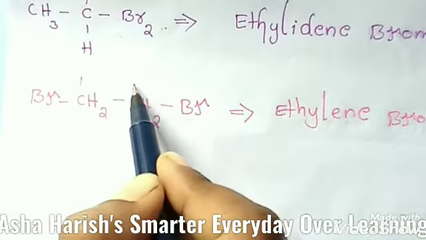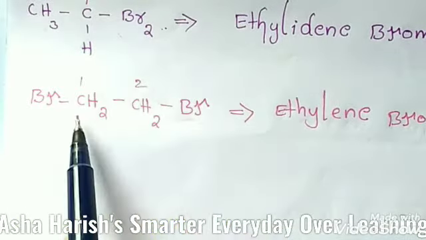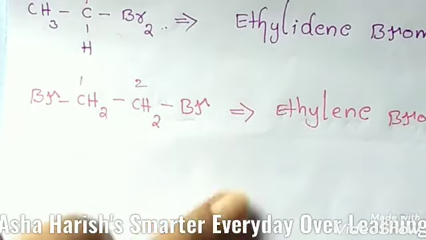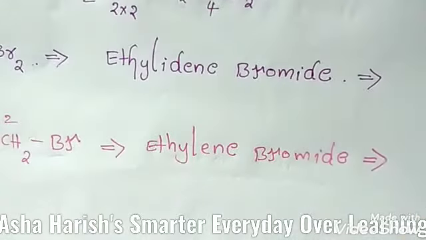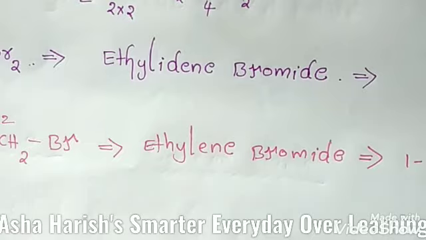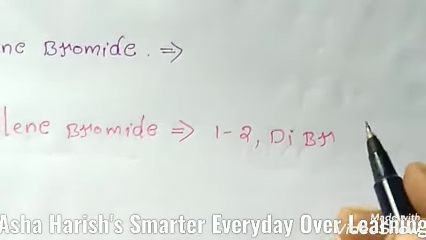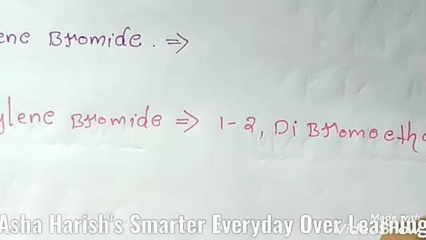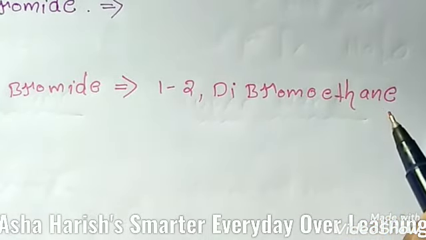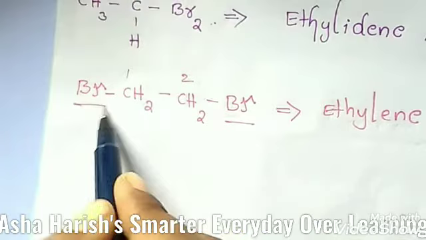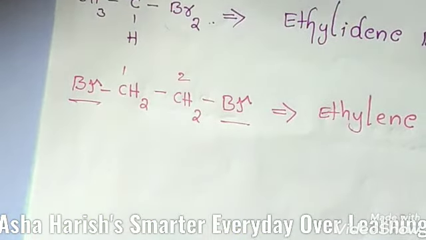This is the first carbon and this is the second carbon. At first carbon, second carbon also bromine halogen atoms are attached here. Then students, the name should be 1 and 2 dibromo. 1 and 2 dibromoethane. Dibromoethane. 1 and 2 dibromoethane. Why? Because basing upon the presence of 2 halogen atoms here. Let's see the next example.